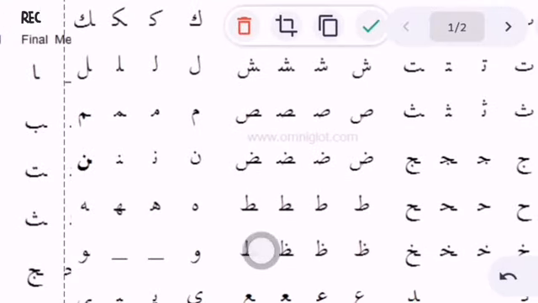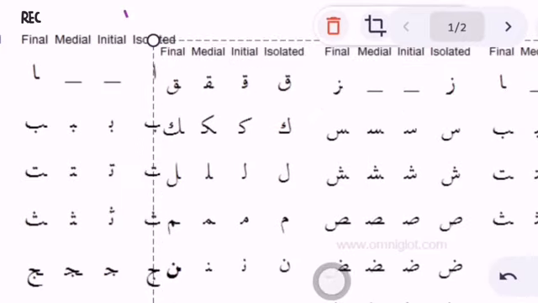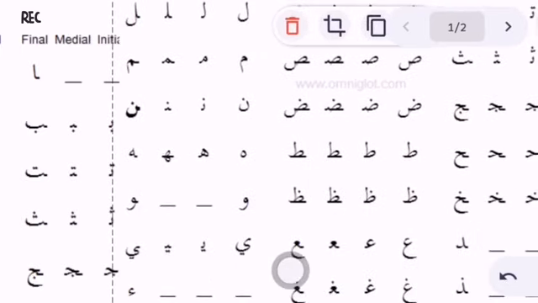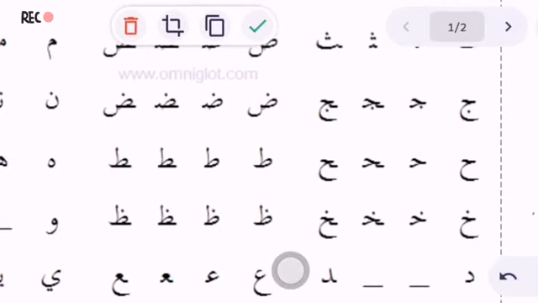Look at the ta, look at the dha, look at your ain, look at your ghain. So this is the way we have them. Look at your qaf and fa, they have the same thing. Kaf, lam, look at the mim, look at the noon, look at the ha, look at the waw, and look at the ya. So this is the table of how the letters appear. And I think it is sufficient.